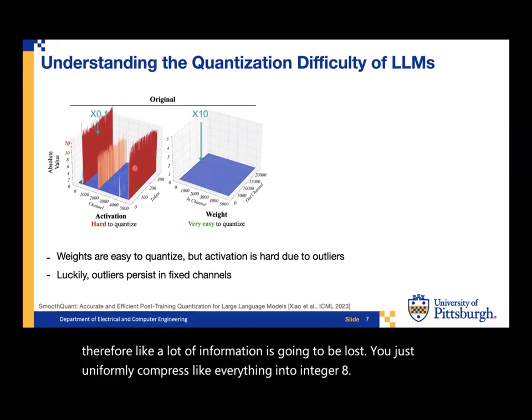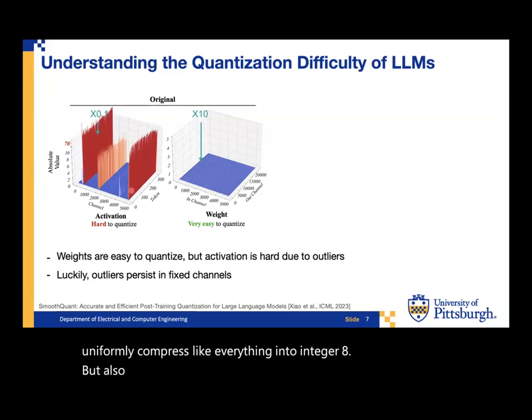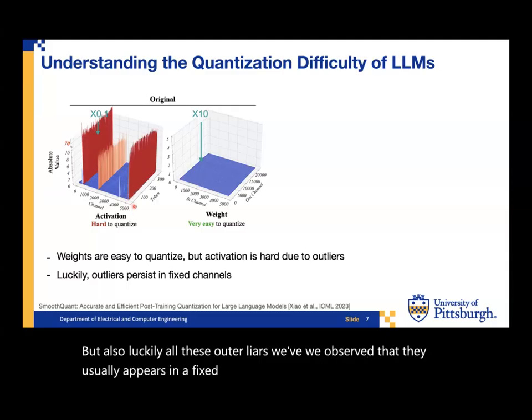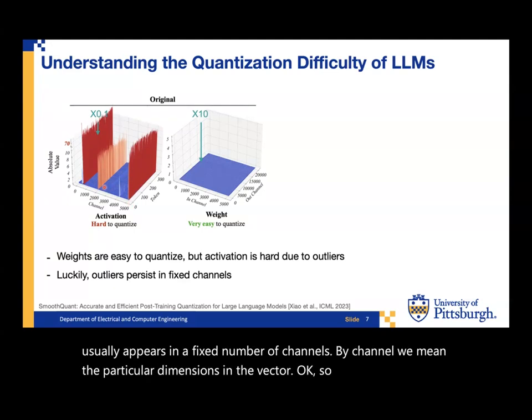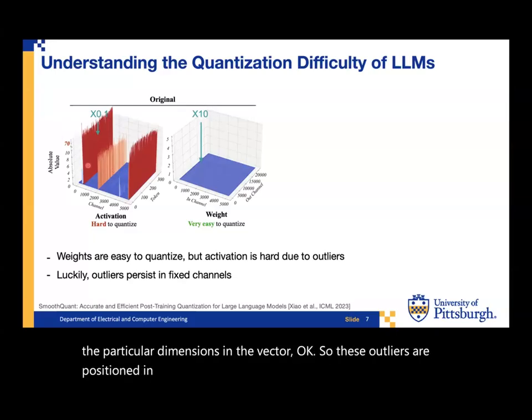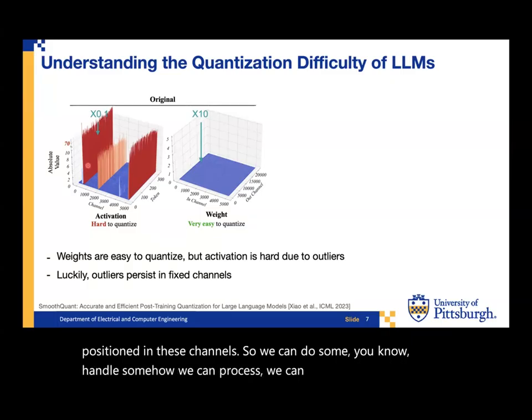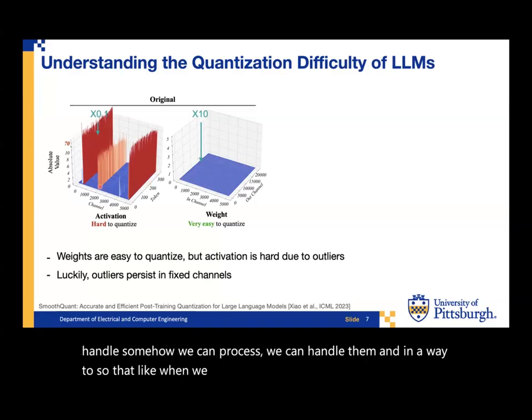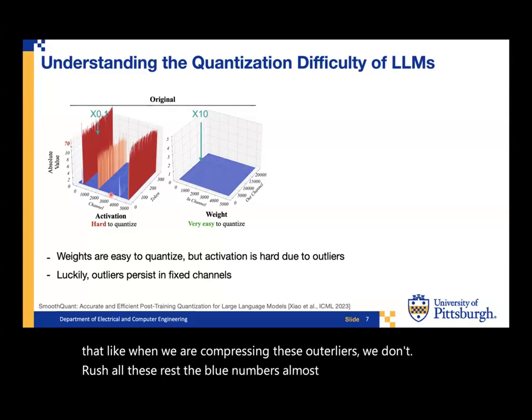But luckily, we observed that these outliers usually appear in a fixed number of channels. By channel, we mean particular dimensions in the vector. So these outliers are positioned in these channels. Somehow we can handle them so that when we are compressing these outliers, we don't squash all the rest of the blue numbers almost to zero. So that's the idea.